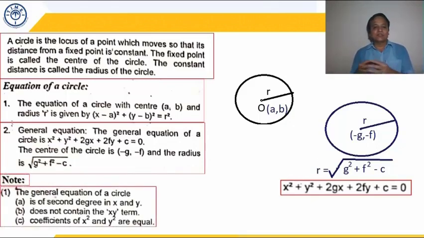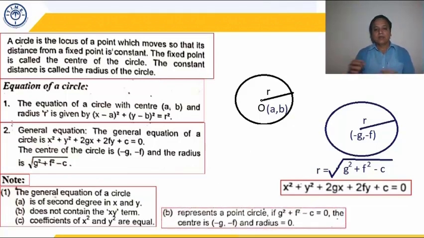Now, the general equation of a circle is a second degree equation in x and y. It does not contain the term x into y. That means the coefficient of the term xy is 0, and the coefficients of x square and y square are equal. Please remember these. And this equation will represent a point circle if the radius comes out to be 0. We say the center is minus g, minus f and the radius is 0. It's a point circle.